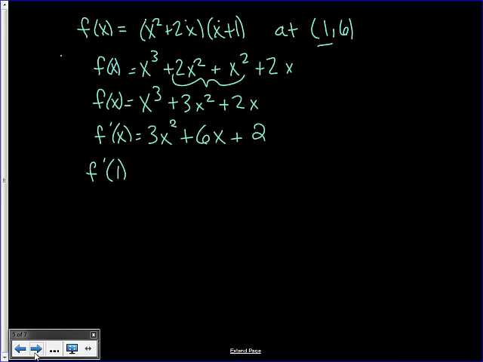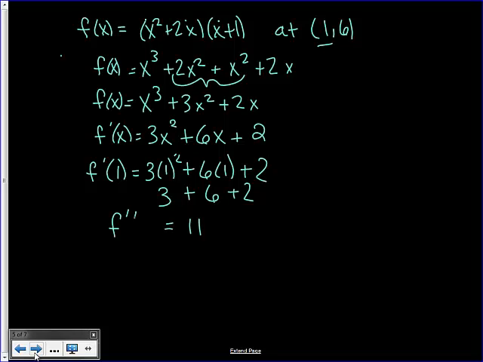So f prime of 1 is 3 times 1 squared plus 6 times 1 plus 2. Well, 3 times 1 squared is just 3. 6 times 1 is just 6. Plus 2, well, that's 11. All right, so my slope, my f prime at 1 is 11. Or again, this is my slope, or my m. Okay, so now we're going to go back and plug that into your Algebra 1 equation.